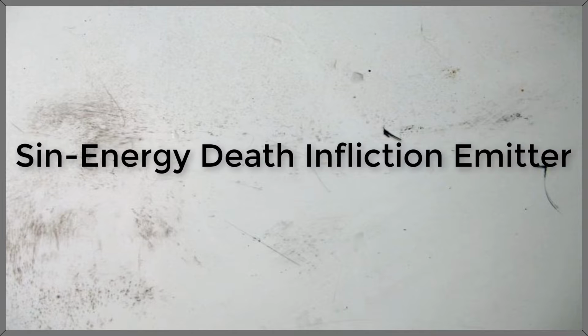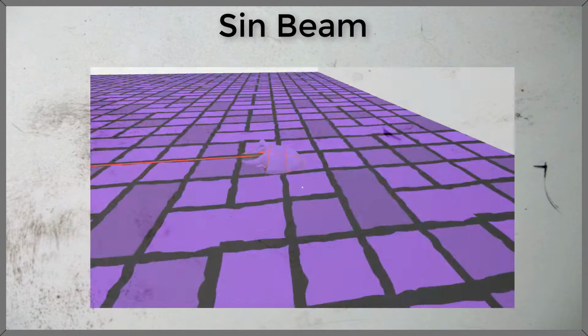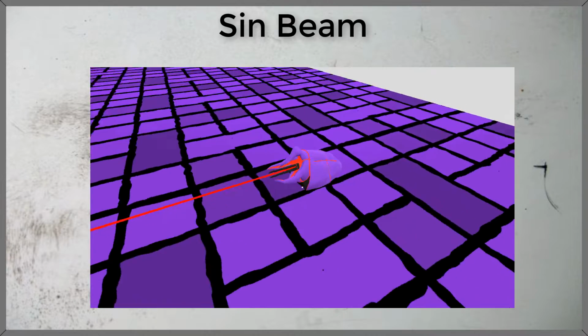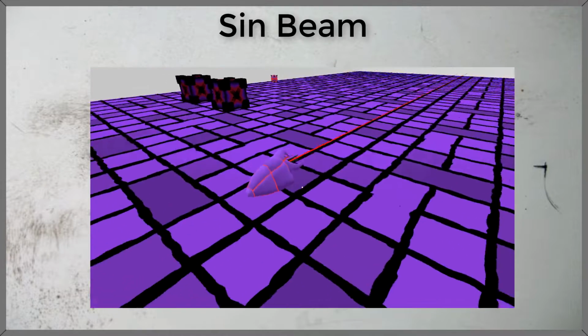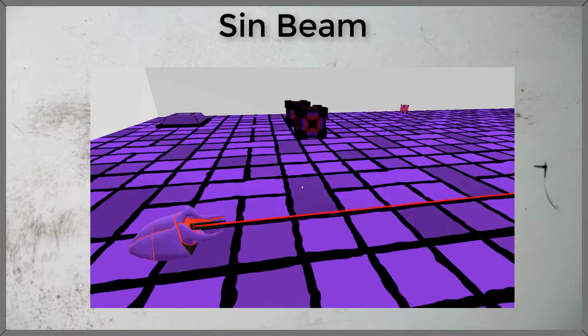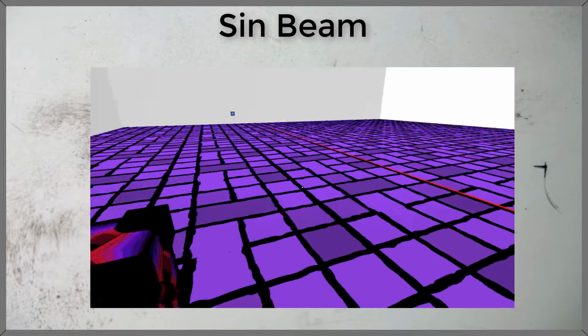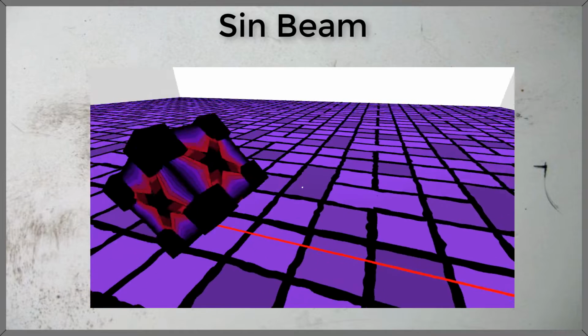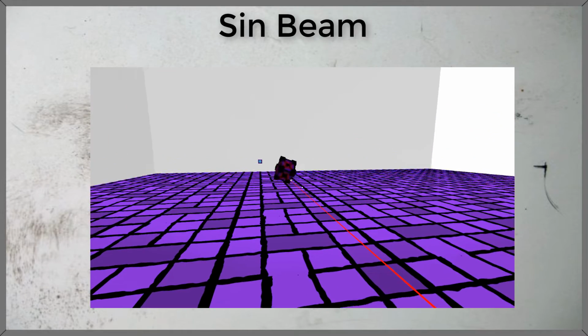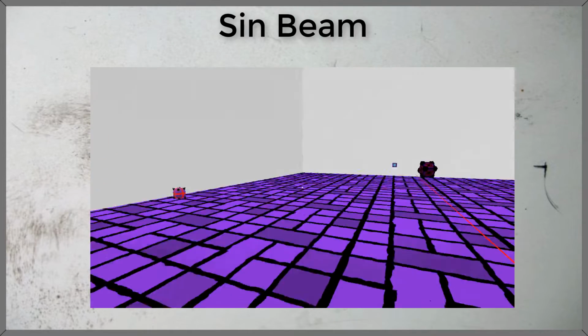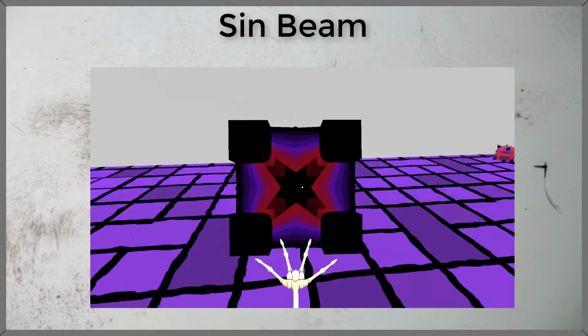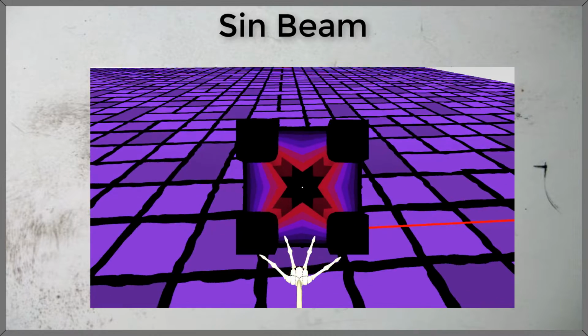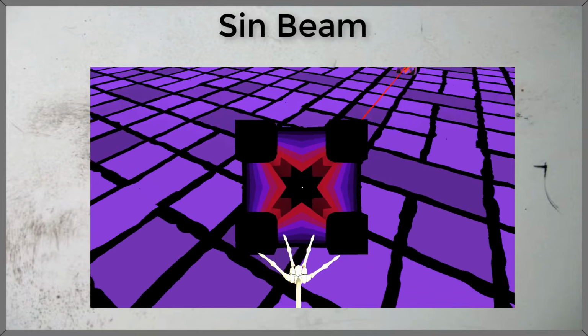Up next is the Sin Energy Death Infliction Emitter, or Sin Beam. When powered, it fires a continuous stream of damaging Sin energy. It hurts you. Don't stand in it. The Sin energy also exerts a small force on objects other than the player when they intersect it, so you can't really block the beam for long by just placing a siphon cube down. The force is not applied to an object you are holding, however, so if you are careful you can get around it without it touching you.